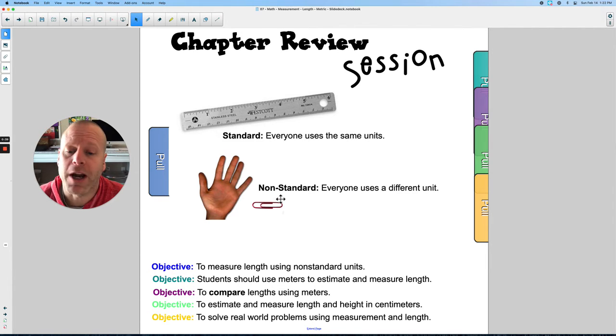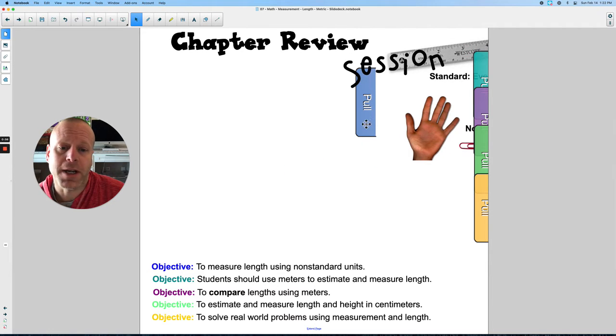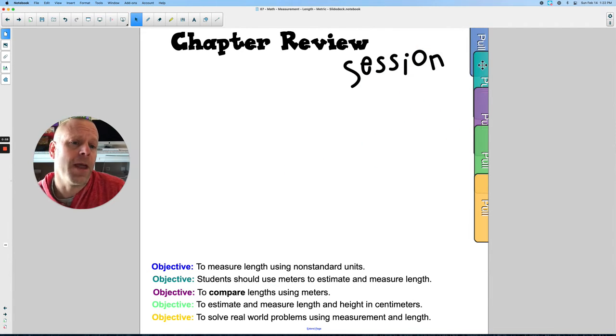So the first couple items on the test you're going to be measuring with paper clips and marbles, hands, things that differ from one person to the next. Your hand is a different size than my hand, so our measurements would be a little different too. So the first part of that test is going to be non-standard. Then we're going to shift to standard measurement.